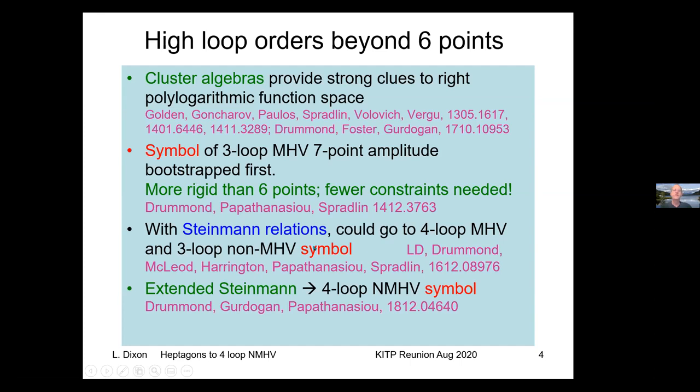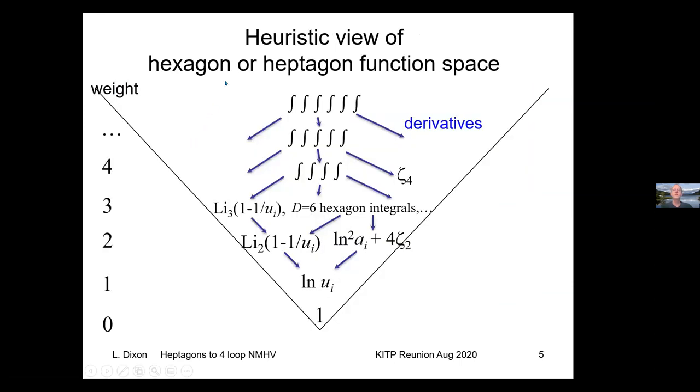But as you can see, this was all work done at the symbol level, and you still need to go from the symbols to actual functions. So I want to give a little bit of motivation, but first let me give you a heuristic view of what this function space looks like. In general, it's a set of iterated integrals of special type, multiple polylogarithms. But basically, at each weight, the number of integrals is denoted here. So at weight 4, you'll have some kinds of 4-fold integrals.